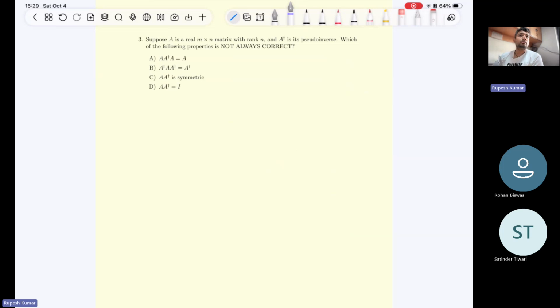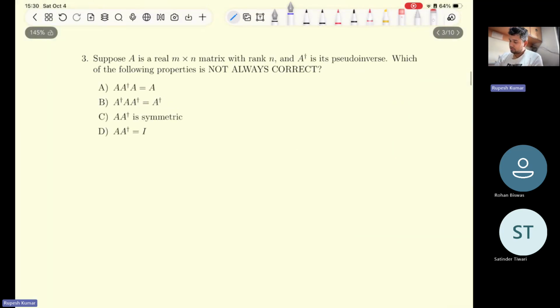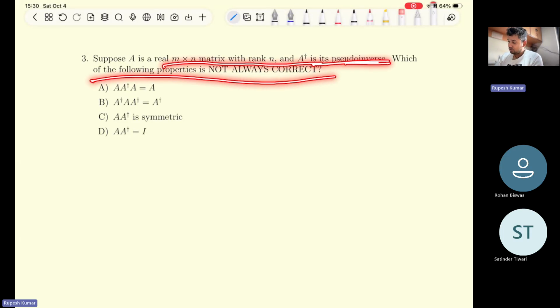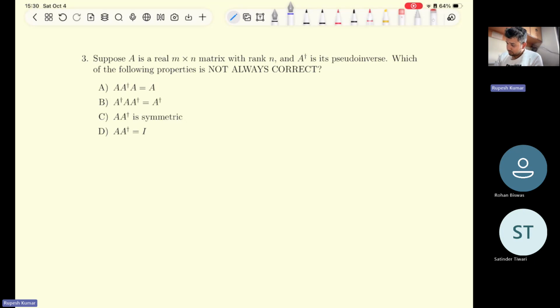Suppose a matrix A is a real M cross N matrix with rank N, and A dagger is its pseudo inverse. Which of the following properties is not always correct? So it says that rank is N. This means M is greater than N, right? So it's a tall matrix. So we can easily use the formula for pseudo inverse. A dagger would be (A transpose A) whole inverse A transpose, right?